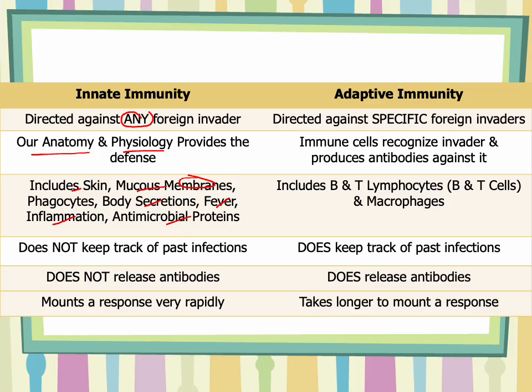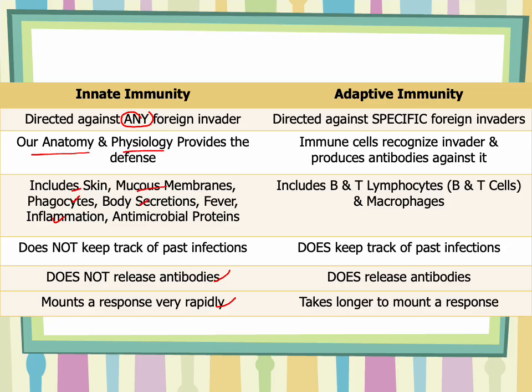So now let's talk about the other function. It doesn't release antibodies, because that's the function of another piece that we're going to talk about later, okay? And it responds very rapidly, such as the phagocytes, the proteins, and the cells involved in the inflammation process, as well as other responses such as the body secretions, okay?